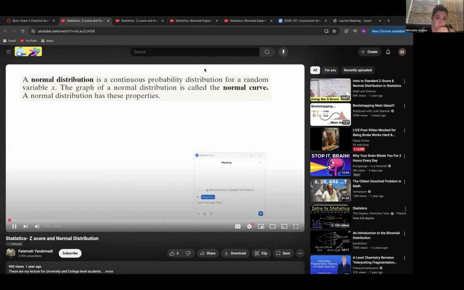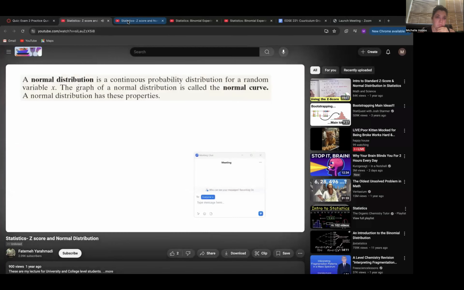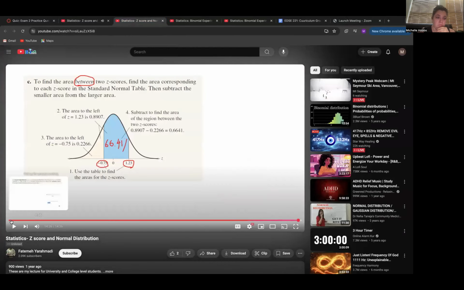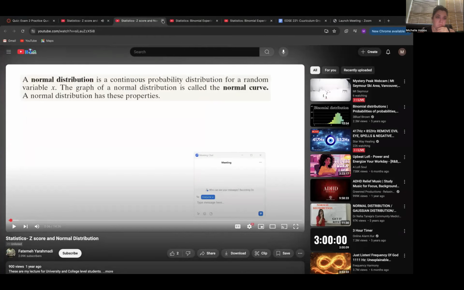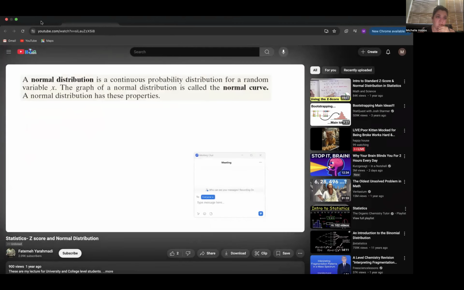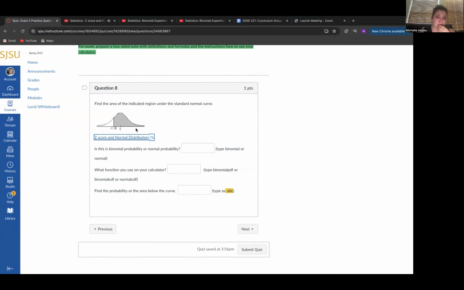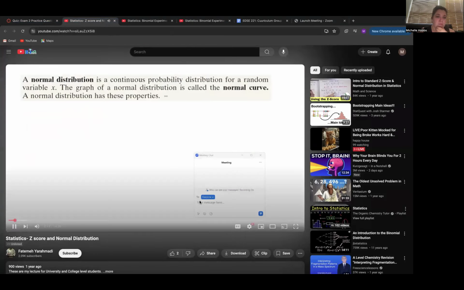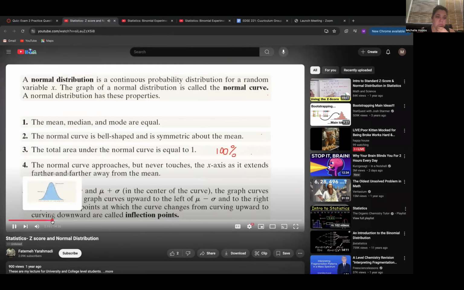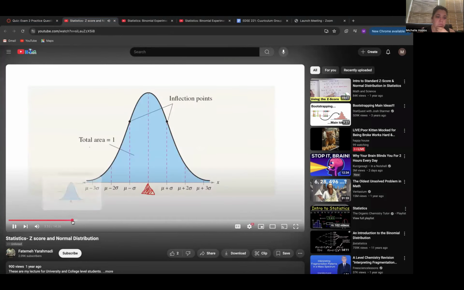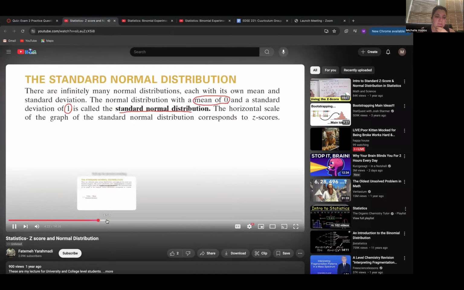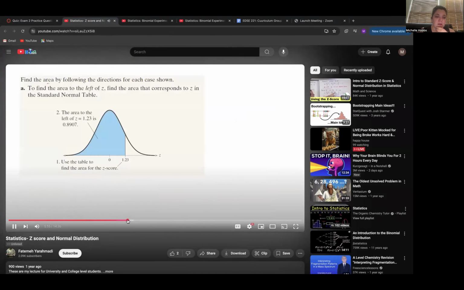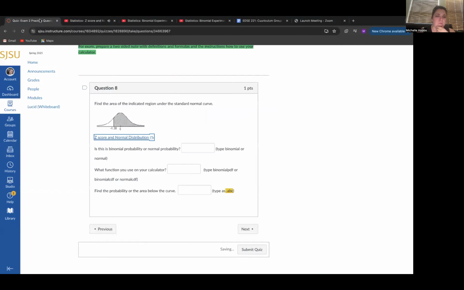What is a normal distribution? A normal distribution is a continuous probability distribution for a random variable like x. The graph of a normal distribution is called the normal curve. Let me pull up another example because that is helpful. Probability, or another word, the area. Whenever we talk about the probability, you're basically talking about the area below the curve.